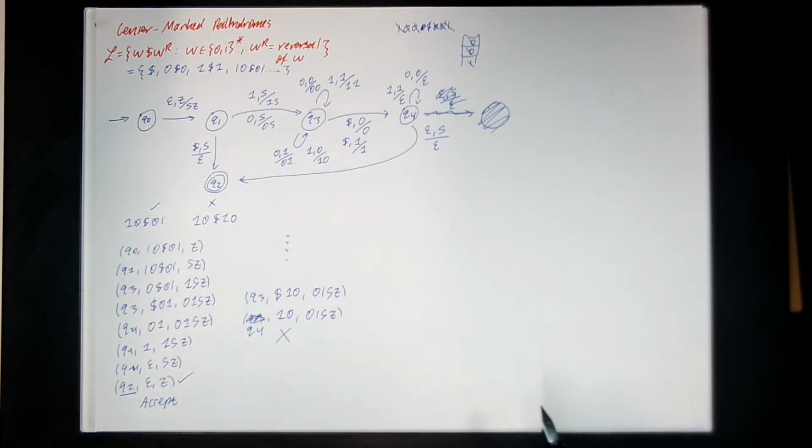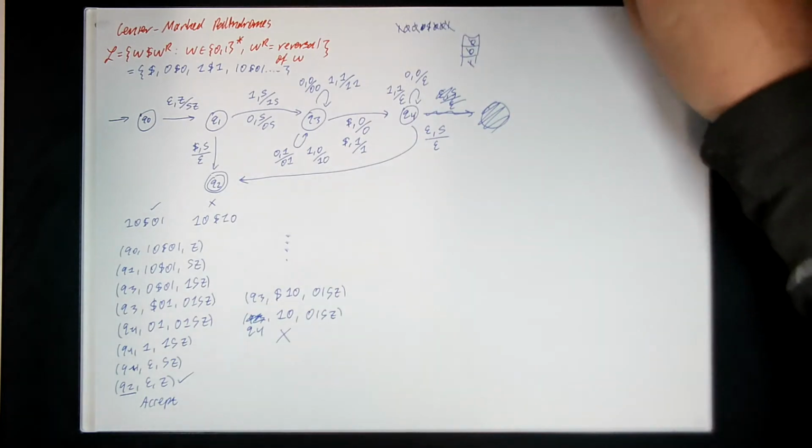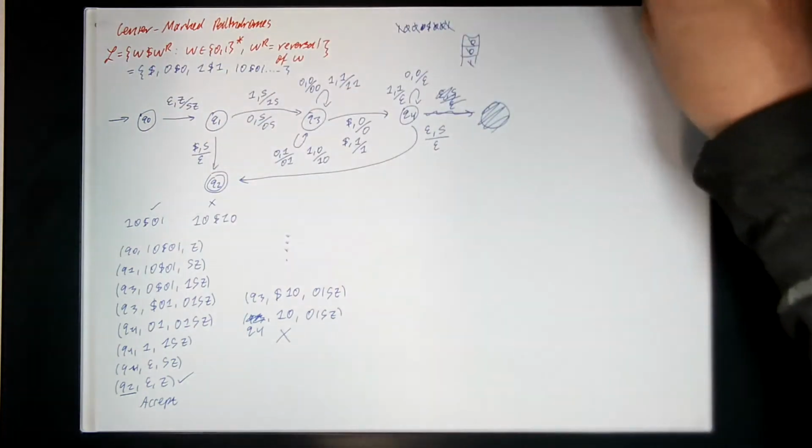Okay, let's try the other way of making a PDA for this. It'll necessarily be non-deterministic but less complicated, by just creating the grammar and then converting the grammar with the algorithm. So what's a grammar that produces center-marked palindromes?